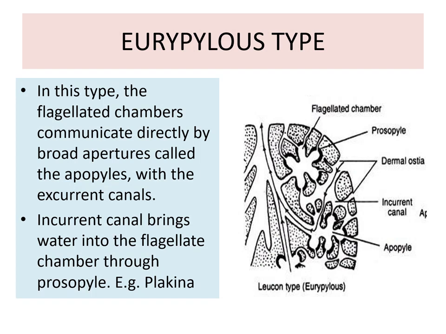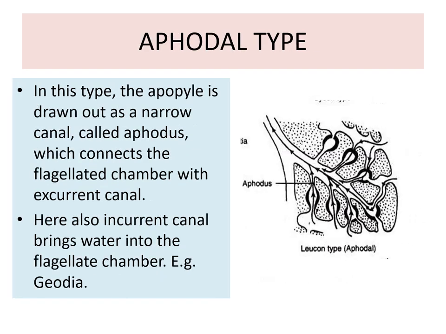As I've told you, the spongocoel is highly reduced and may be represented by a small passage near the osculum. So the incurrent canal brings water into the flagellated chambers through the prosopyle, and the example is Plakina. This is the example of the sponge, Plakina. Now coming to the second, known as the aphodal type.